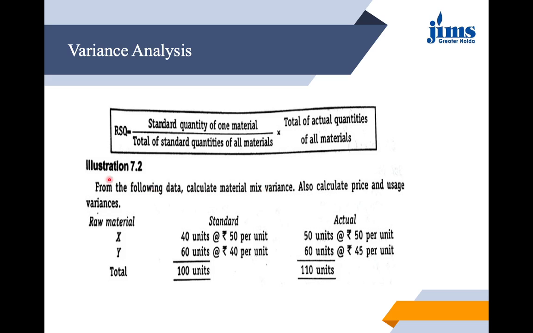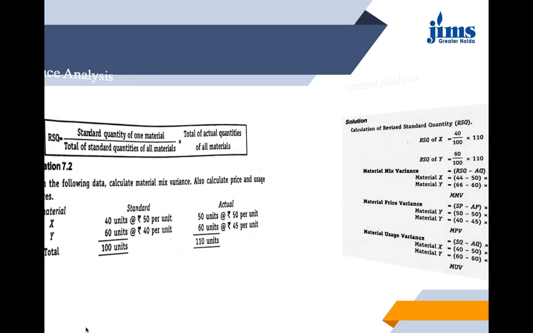So here is a question for you. This illustration is important. From the following data, calculate material mix variance and also calculate price and usage variance. We have two raw materials this time, 40 units of X and 60 units of Y, total 100 units, at the rate of rupees 50 per unit and 40. Actual is a bit different. You can see again it is more, so there is an adverse variance. Let us see the solution.